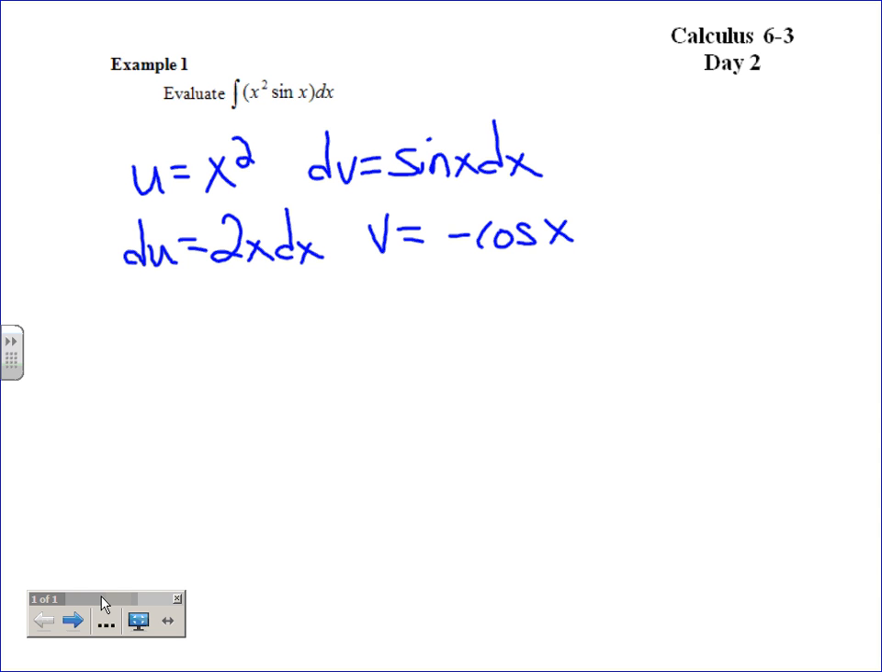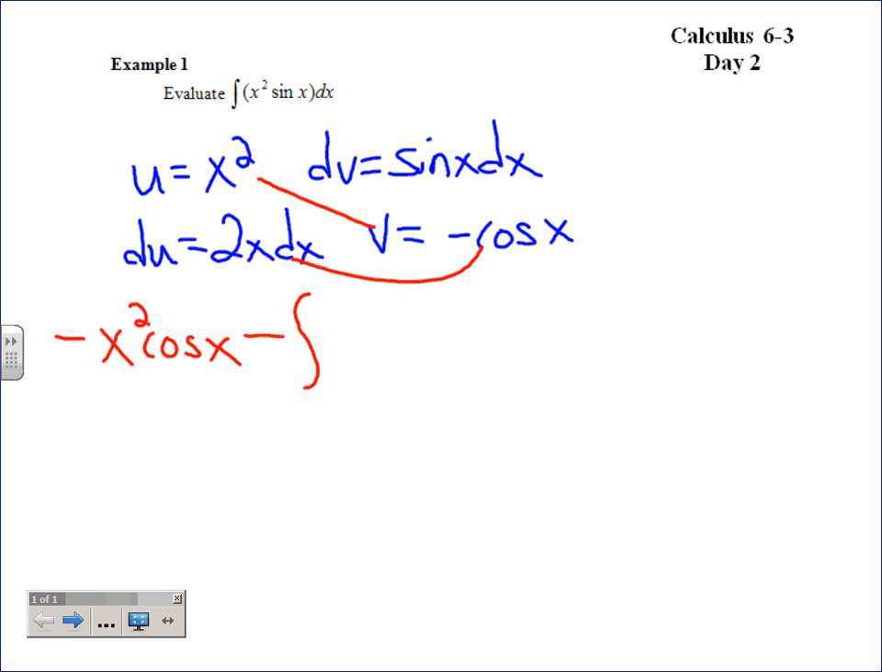Any questions on that so far? All right, now remember, this is kind of how I do it. You need to go u times v. So is it okay if I put negative x squared cosine of x? Is everybody all right with that? Minus, because it comes in the integration by parts formula, the integral of those two times each other.